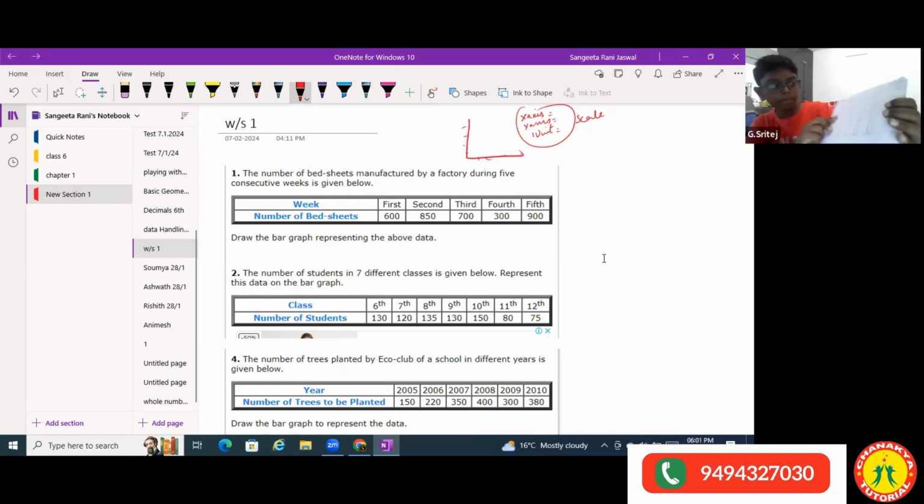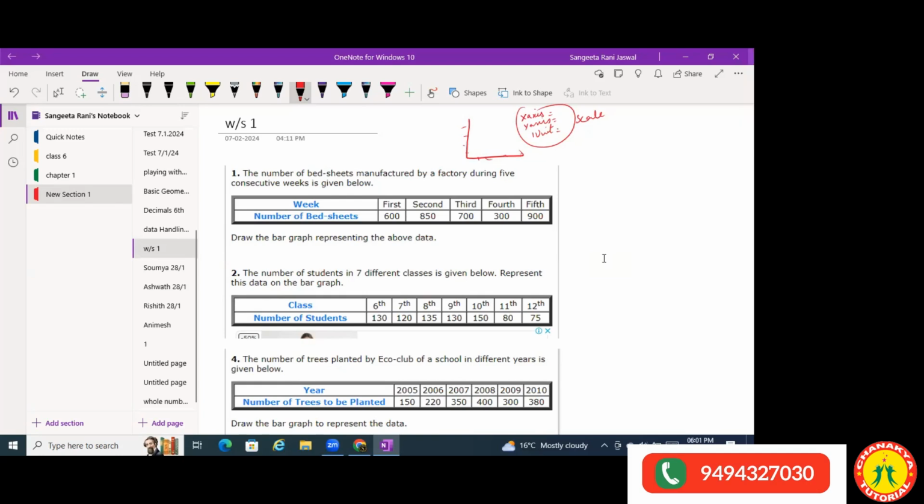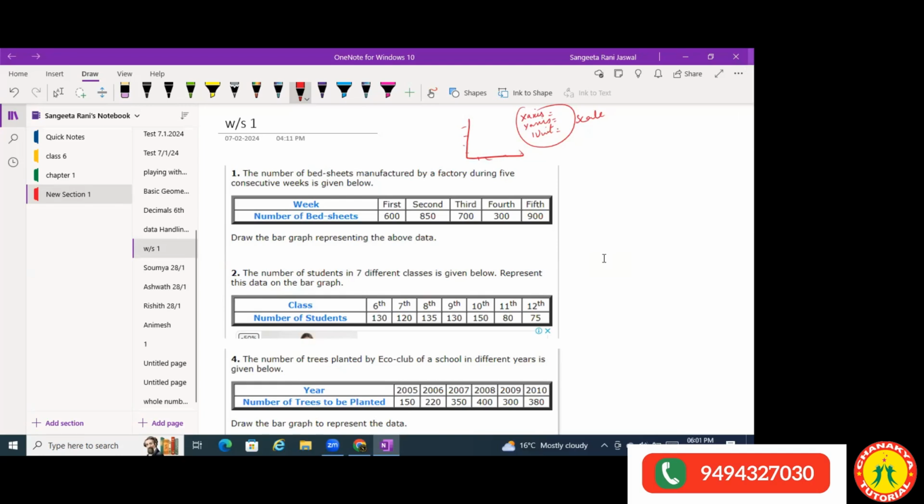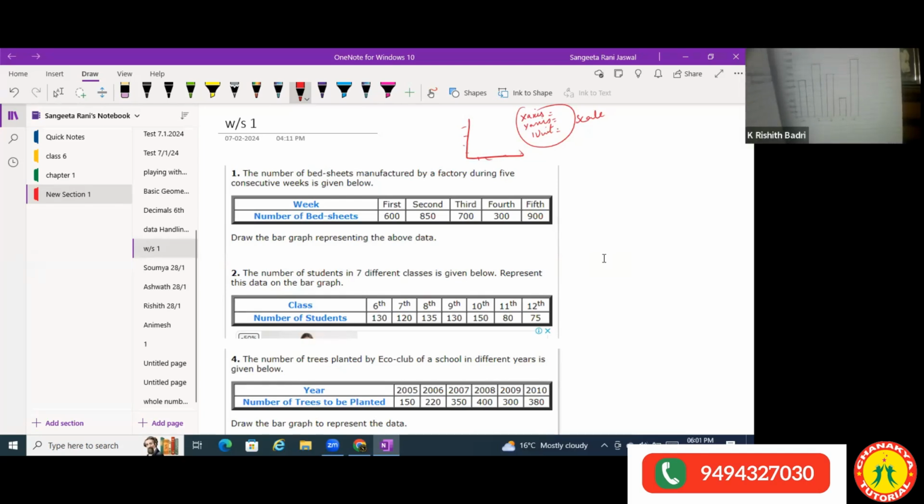Ma'am, is this okay? This is, yes, good. So 1 unit is 100. Can you see my screen? 100 bed sheets. Yes, Rishit. Please write the scale also. I wrote ma'am down 1, 2, 3, 4.